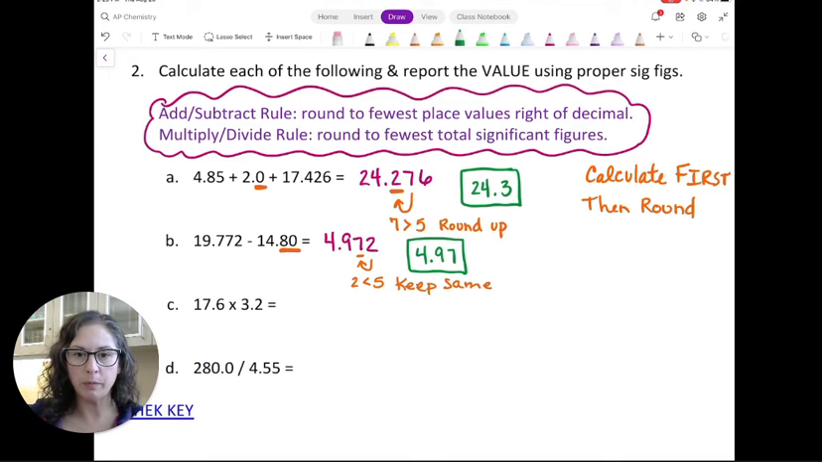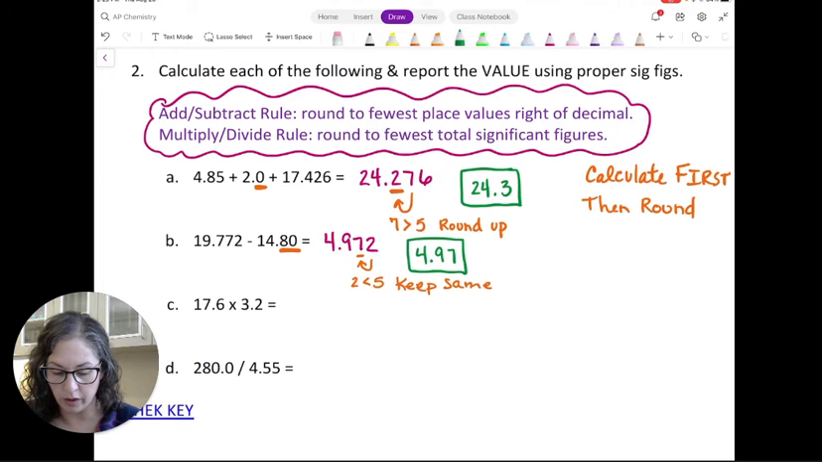So when we multiply and divide, which I would say is probably more common in our mathematical processes in chemistry, what we want to do is we want to go ahead and round to the fewest total number of significant digits. So this is where we go back and we say, okay, in C, 17.6 is 3 significant digits and 3.2 is 2 significant digits. So the fewest number of significant digits is going to be 2, right? So we have 1, 2 values here.